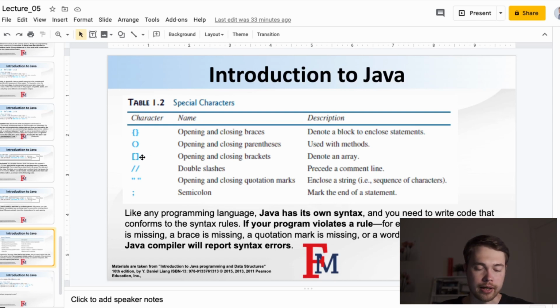The square brackets, what are they? They denote an array. An array is basically a set of variables put under one block. We'll be talking about that later, so you're not going to use that for the next couple of weeks. Double slash denotes a comment. Then quotes usually denote a string.